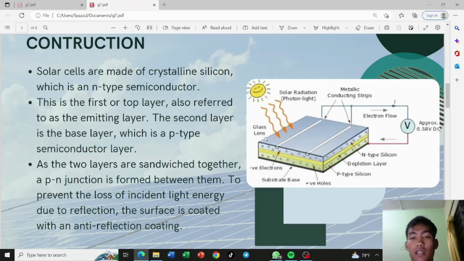So this is the glass lens, which is the first layer of the solar panel, and then this is the negative electron, this is the positive electron, and what I said before is n-type silicon, then the depletion layer, and the last is p-type silicon. So this is how the solar panel will be processed. That's all from me.